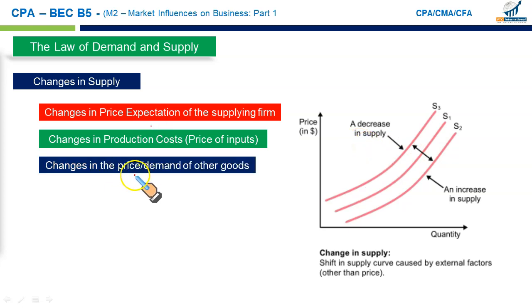Okay, changes in price or demand of other goods. Let us first discuss price. If some other item's price goes up, people will look for alternatives, so you can now push more. You can increase your supply.